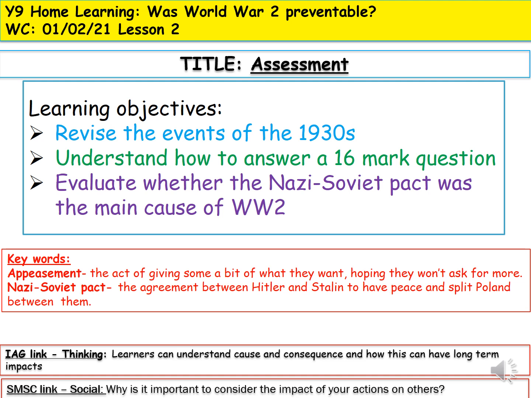Welcome back, Year 9. This is your second lesson for the week, which is your assessment on what was the main cause of World War II. We're going to revise the events in the late 1930s. We're going to understand how to answer a 16-mark question, and then you are going to evaluate whether the Nazi-Soviet Pact was the main cause of World War II during your assessment. Take a second now to look at the key words at the bottom.